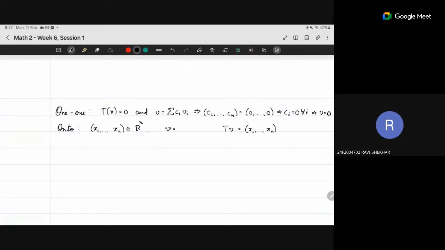You have to do a linear combination of V1, V2, Vn, because here V is a vector from the domain, which is V. So typically, it would be something times Vi. What is this something? If I want the image of that to be x1, x2, xn, what should be the coefficients of Vi?